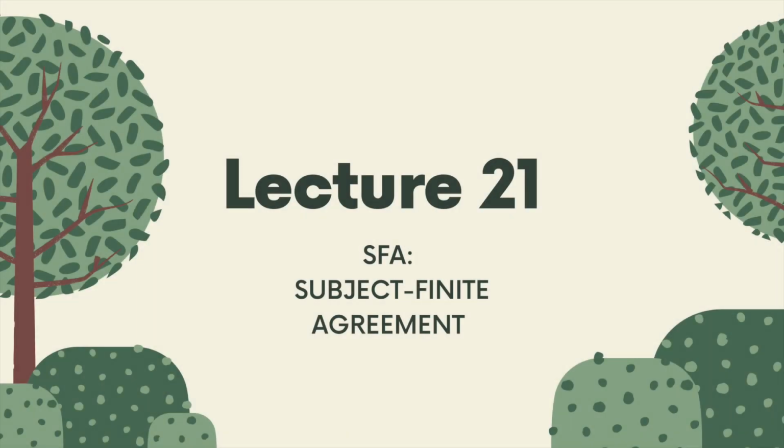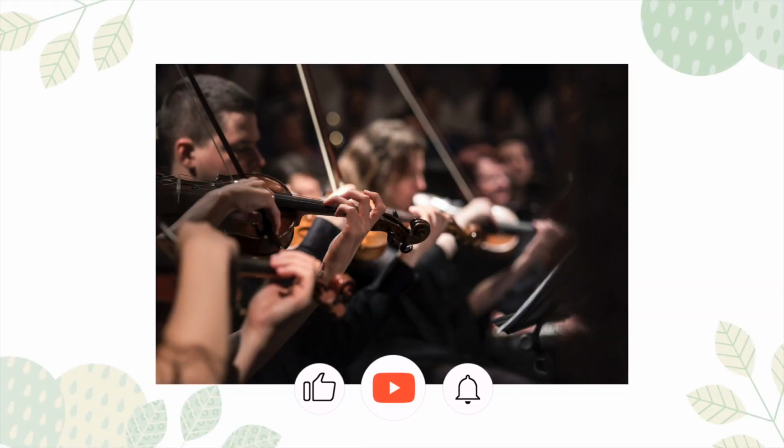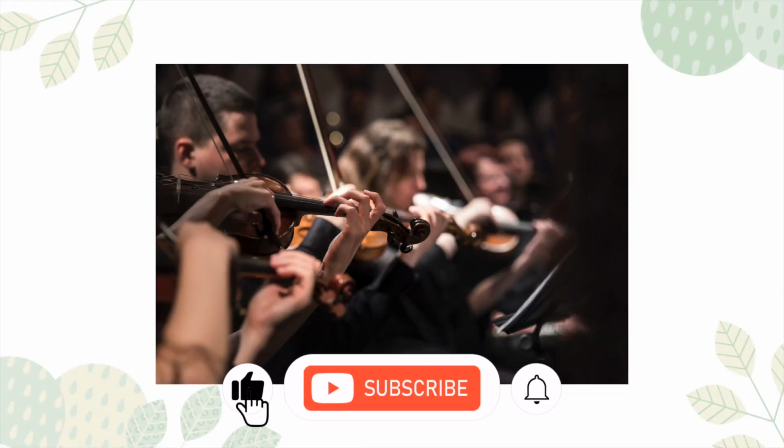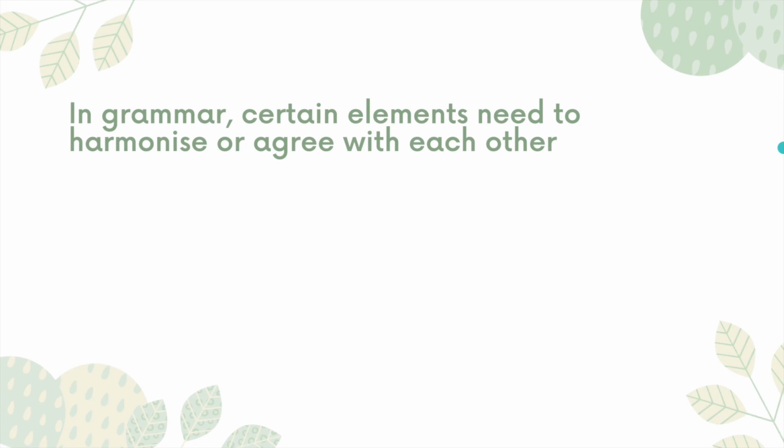Lecture 21, SFA, Subject Finite Agreement. In music, harmony occurs when two notes, which are played at the same time, are related to each other within the context of the tune. In other words, the notes agree with each other. In grammar, there are also certain elements that need to agree with each other in order to make sense.